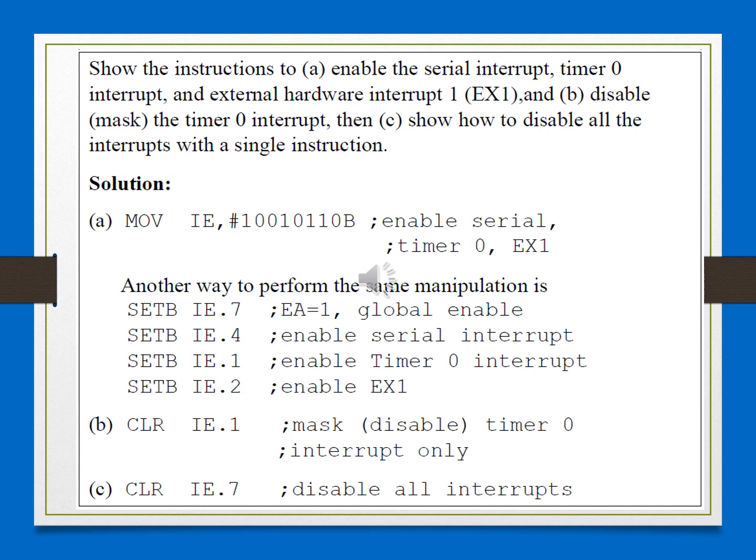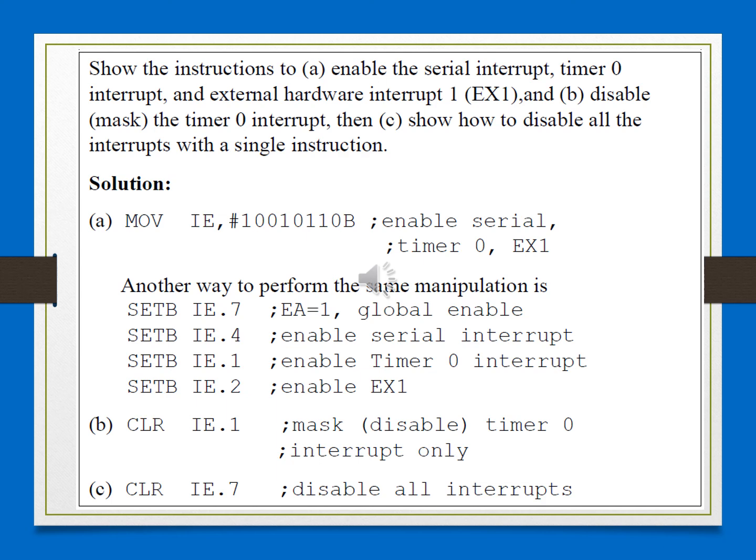Okay, so another way of performing the same thing here, see, SETB IE.7 means you are enabling all the interrupts. SETB IE.4 you are enabling particularly the serial interrupt. Then SETB IE.1 or IE.2 you are enabling timer 0 or external interrupt 1 respectively, right?